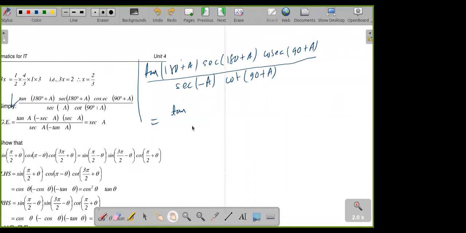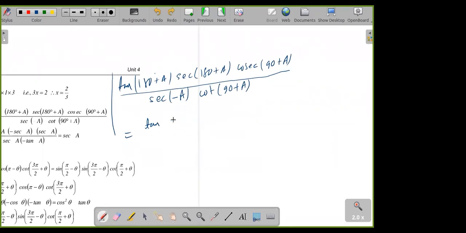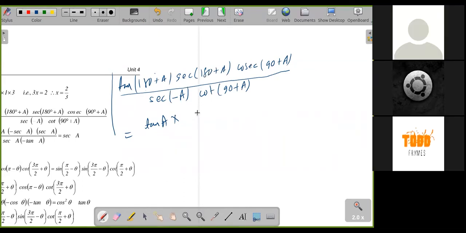So as I said, this will not change, so this will remain tan a, multiplied by sec(180 plus a). First of all, 180 means it will not change, it will remain the same, but it is in the third quadrant, and in the third only tan could remain positive, so this will be negative. Cosec(90 plus a): 90 multiple means it will change, cosec will change to sine.